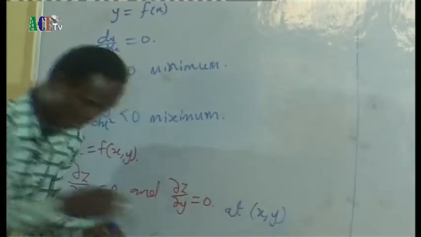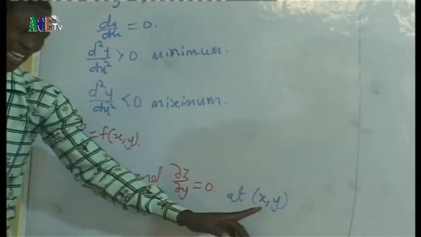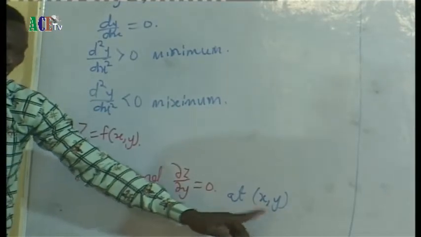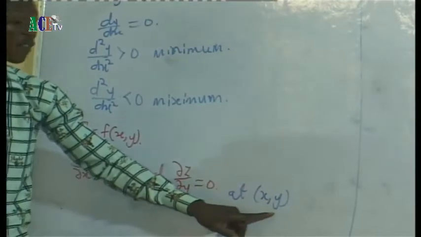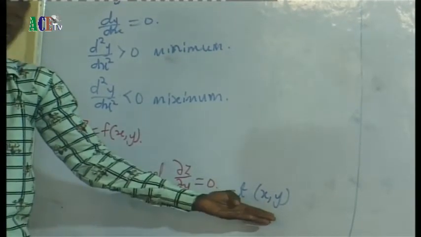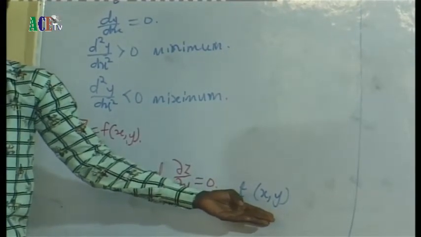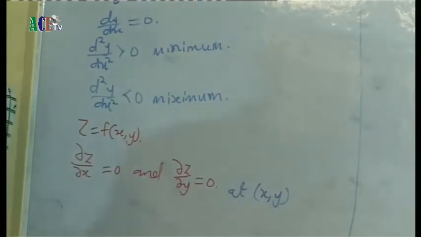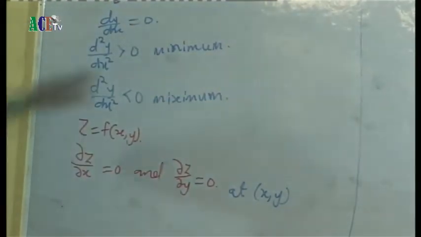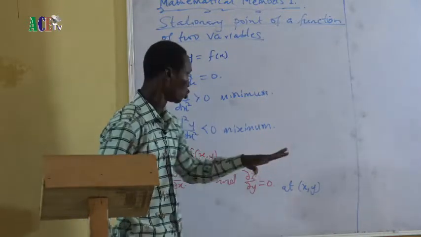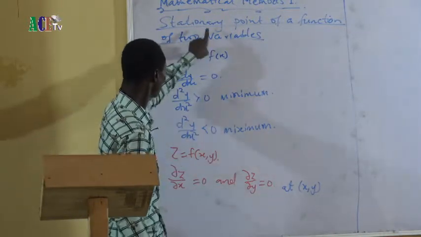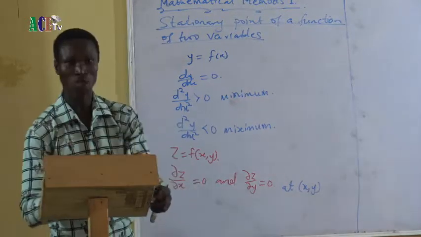At x comma y. What I mean by at x comma y is that the stationary point will be x and y. That is, you will get the value of x, you will get the value of y. You can write it in coordinate form like this. Then that is how to get the stationary point. Let us discuss an example here before we move to maximum and minimum of this type.